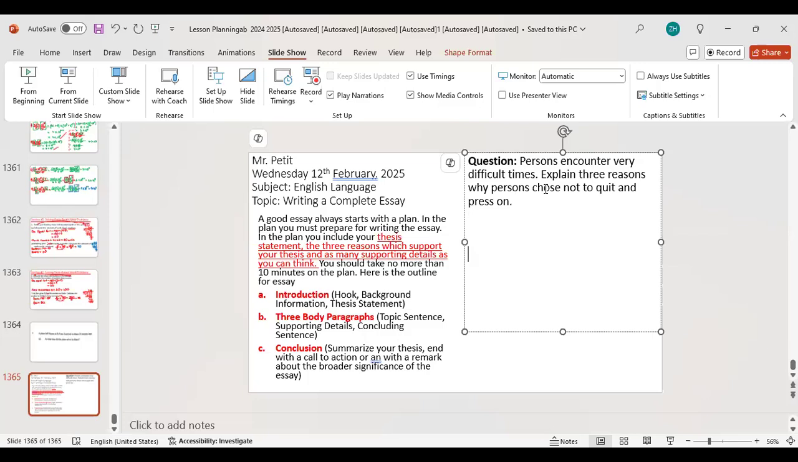So we want to start this off in an interesting way. How would you start this off? What would be your hook? Persons encounter very difficult times. Explain 3 reasons why persons choose not to quit. Yes, write that part. You can write the question. Despite going through all the difficult challenges, he still breaks through. That's not a hook. I need a hook.